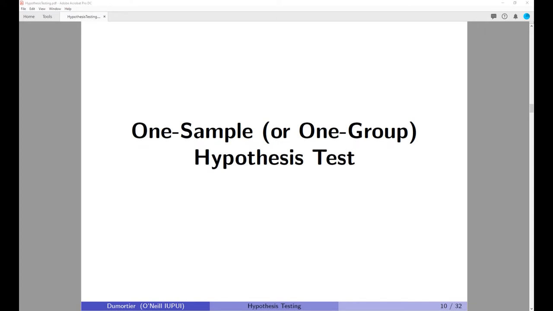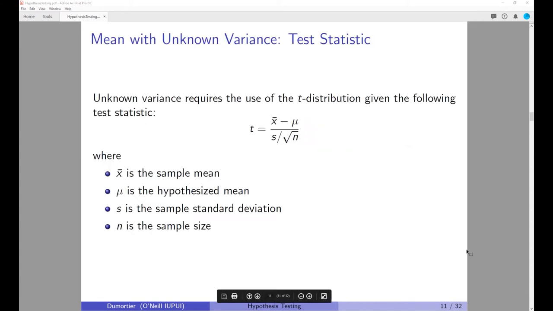Now we are going to look at one sample or one group hypothesis tests. First, we are going to look at hypothesis tests of the mean with unknown variance. If the population variance is unknown, this requires us to use the t-distribution given the following test statistic. We have x bar, which is our sample mean. We have mu, which is our hypothesized mean. We have s as the sample standard deviation, and we have n as the sample size. Note that this entire expression should look very similar to what we have seen for the confidence intervals.